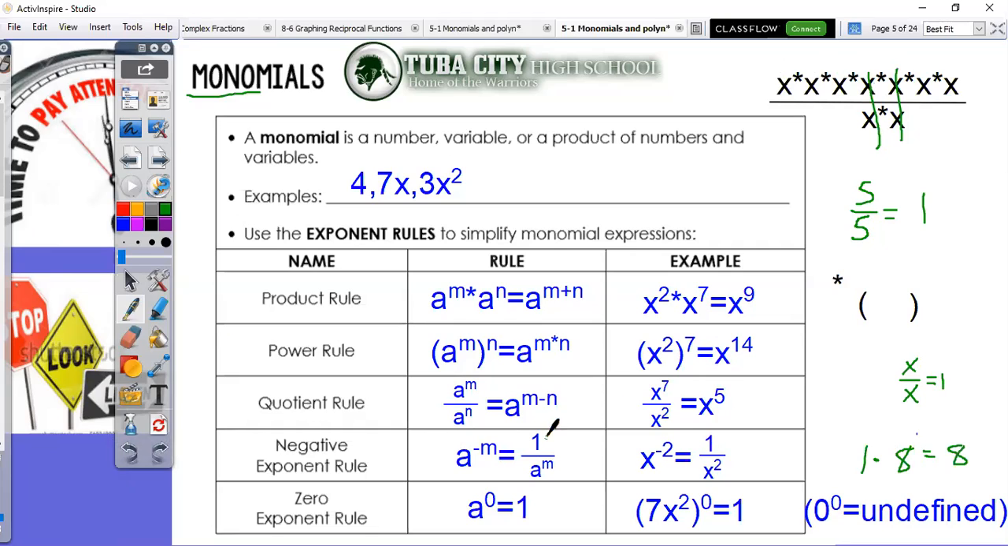And there we go. So that's the quotient rule, which means if you want to divide the powers, you subtract the powers. Now here's where we get into some that are a little bit more confusing. We have a to the negative m. And this is what we call the negative exponent rule because the exponent is negative.